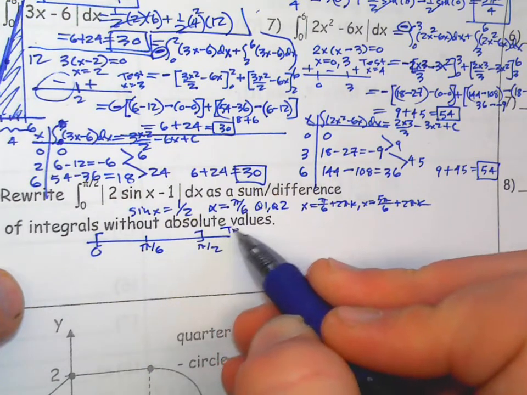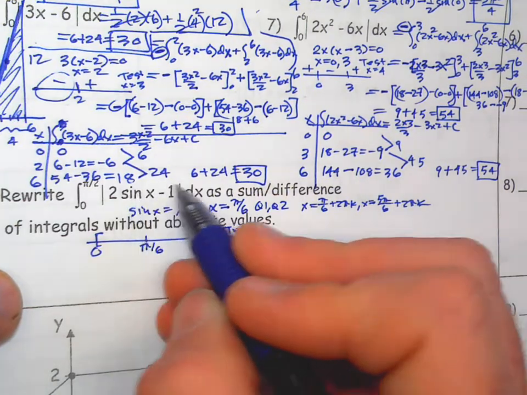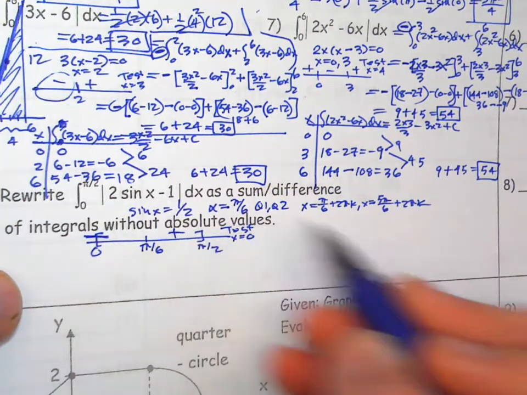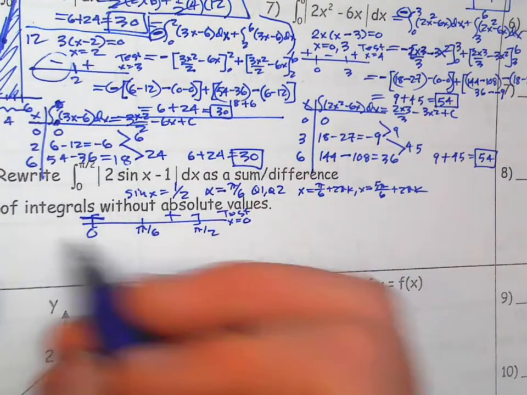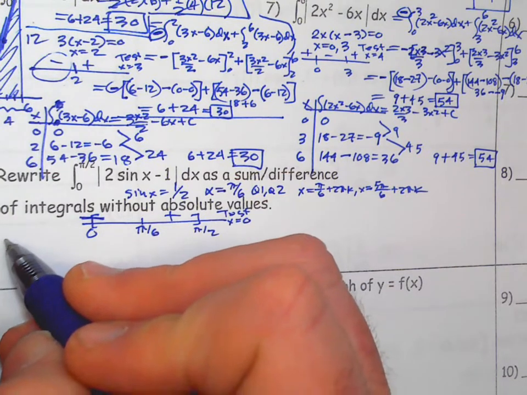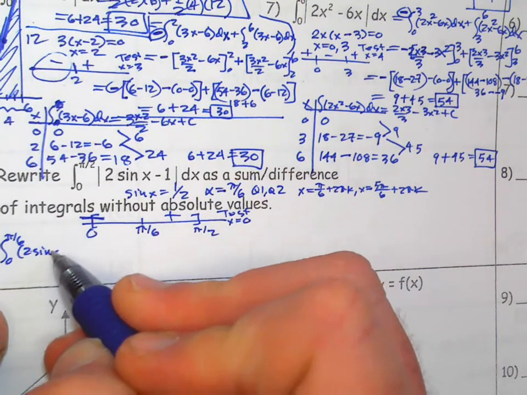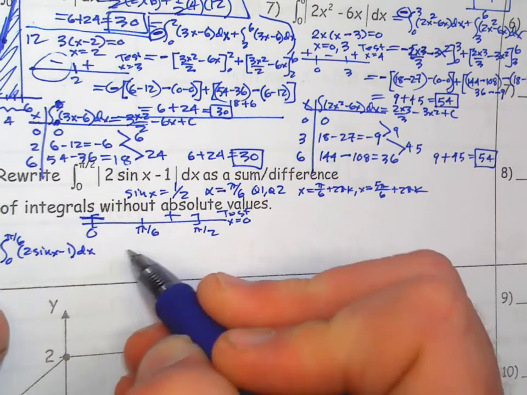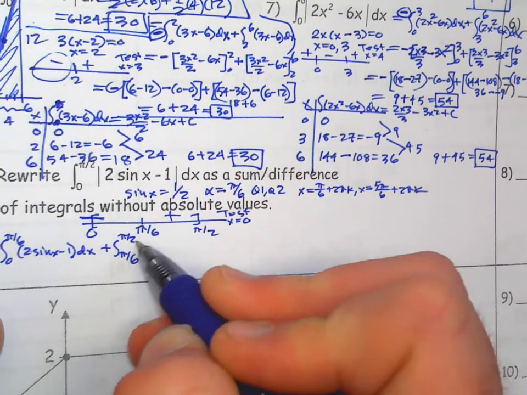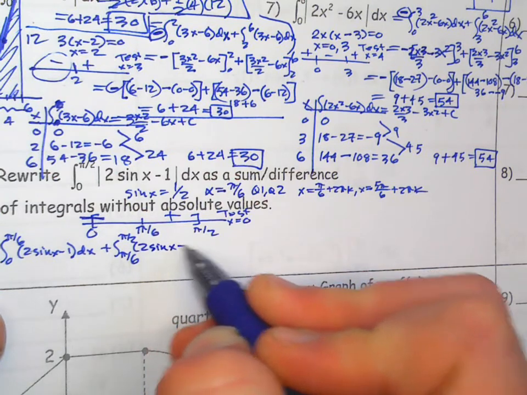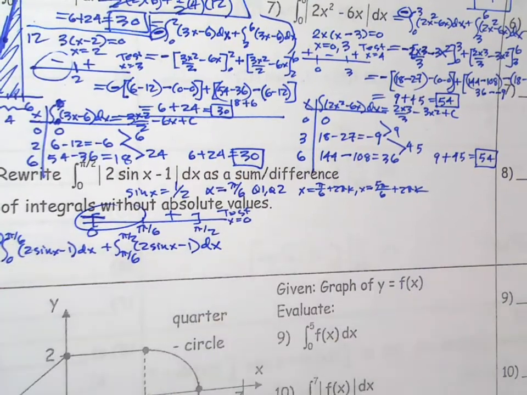So we can test a value, I test 0. Plug it in here. Sine 0 is 0, it's going to be negative. Negative, positive. Okay? So then we could rewrite it. We could say, okay, well, 0 to pi over 6, 2 sine x minus 1, drop the absolute values, put parentheses, plus pi over 6 to pi over 2, 2 sine x minus 1 dx, and then we got to fix this one. We put a negative. So that's the setup of it.